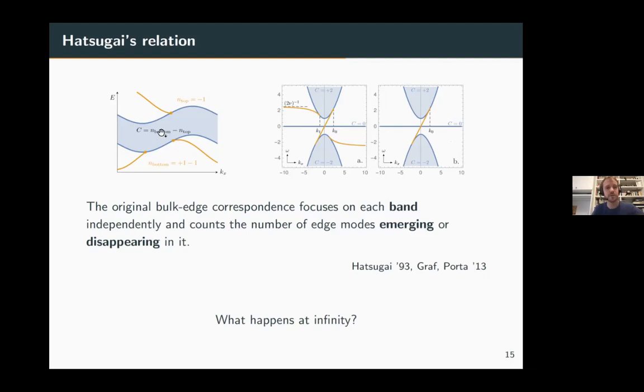So here, of course, the relation states that you have to count the number below minus the number above. But here, the band is infinite, so there is no above. So something should happen at infinity in order for the number of edge modes to change with the boundary condition. And that's what we are going to investigate.